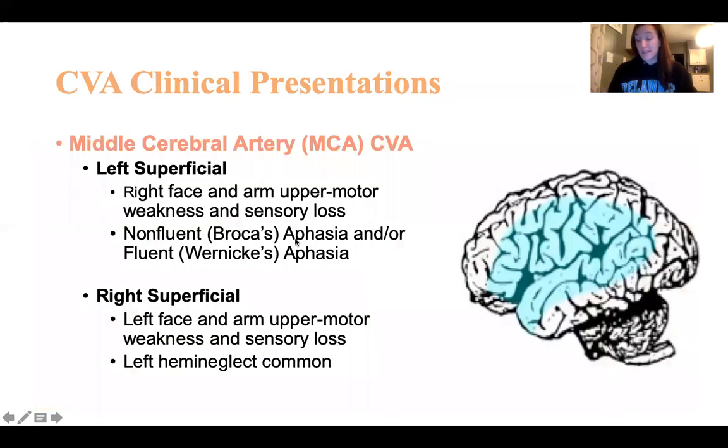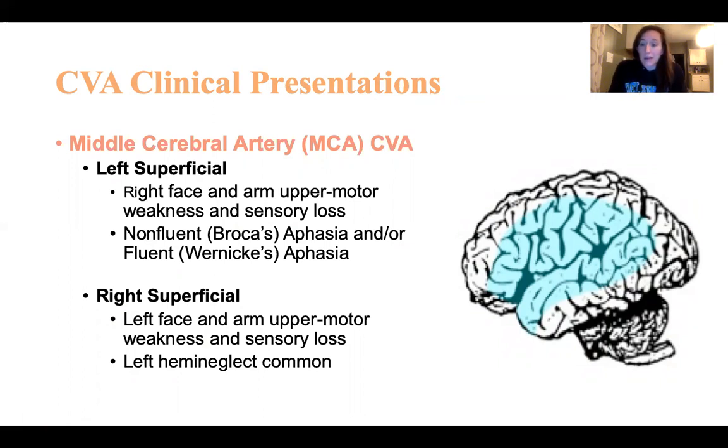MCAs are the most common stroke. Left MCAs are the most common stroke, followed by rights. And this is where we do see a pretty significant difference when we compare right versus left in terms of additional impairments. At the basics, this also is going to hit our motor and our sensory strips, but now we are much more lateral on that homunculus.